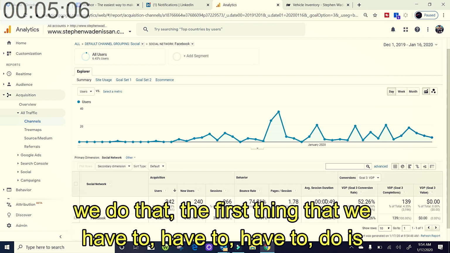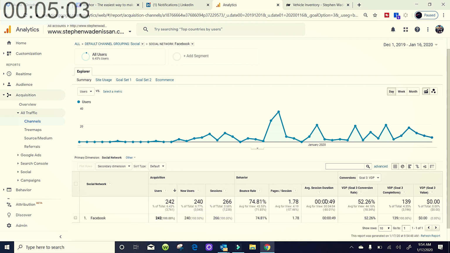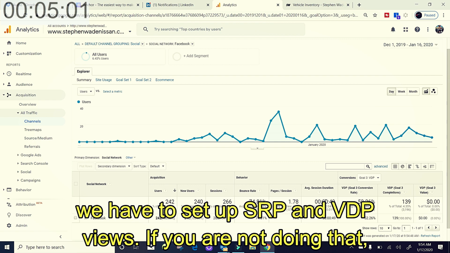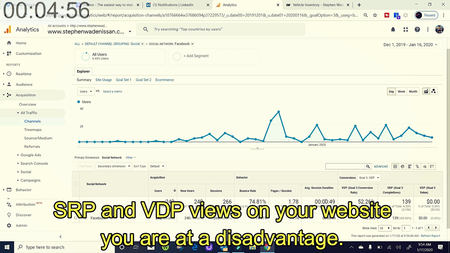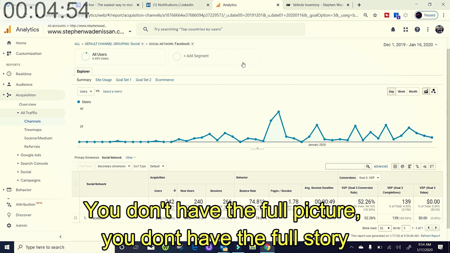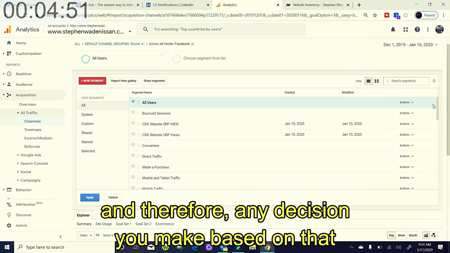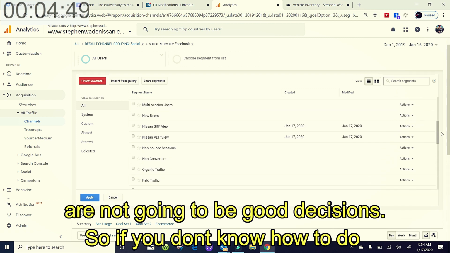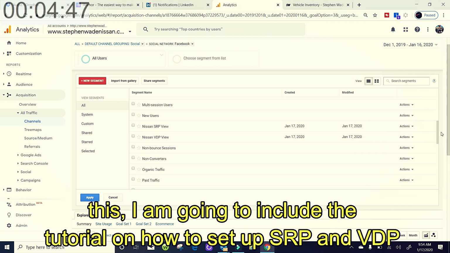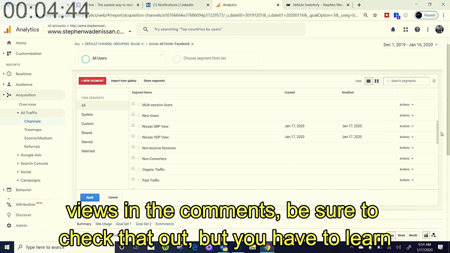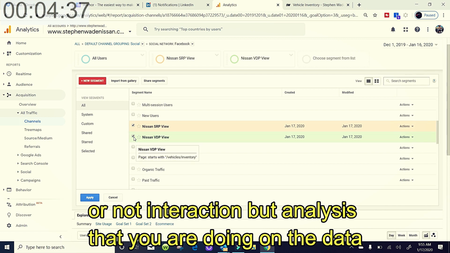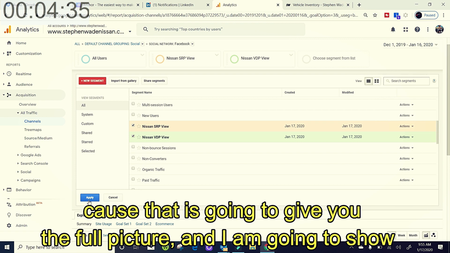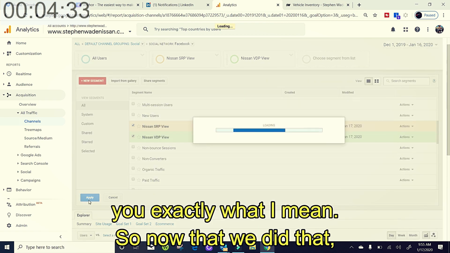But before we do that, the first thing we have to do is set up SRP and VDP views. If you're not doing that, and not just on this, but anything that you're not doing with SRP and VDP views on your website, you're at a disadvantage. You don't have the full picture, you don't have the full story, and therefore any decisions you make based on that are not going to be good decisions. So if you don't know how to do this, I'm going to include the tutorial on how to set up SRP and VDP views in the comments. Be sure to check that out. But you have to learn how to do this, and you have to set this up with every single analysis that you're doing on the data, because that's going to give you the full picture. And I'm going to show you exactly what I mean.